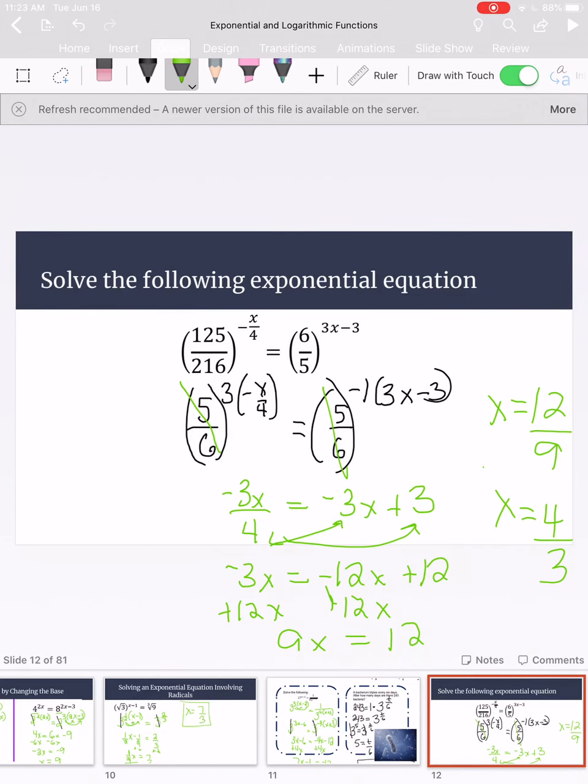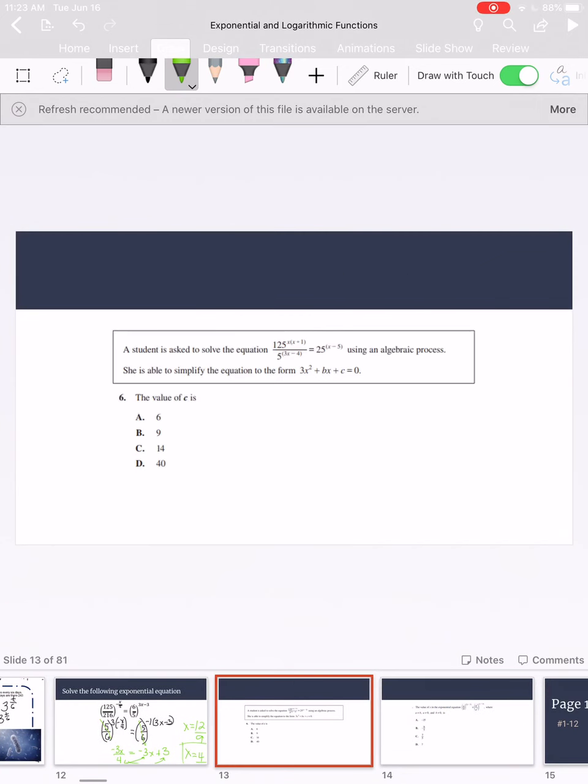And you might have gone a different route. As long as you end up with 4 over 3, then whatever you did was fine. Okay, so now we get into some diploma questions. I want you to pause the video, try the question by yourself, see if you can do it, then press play and see if you did it correctly. This question actually scored very low when it was released on the diploma.